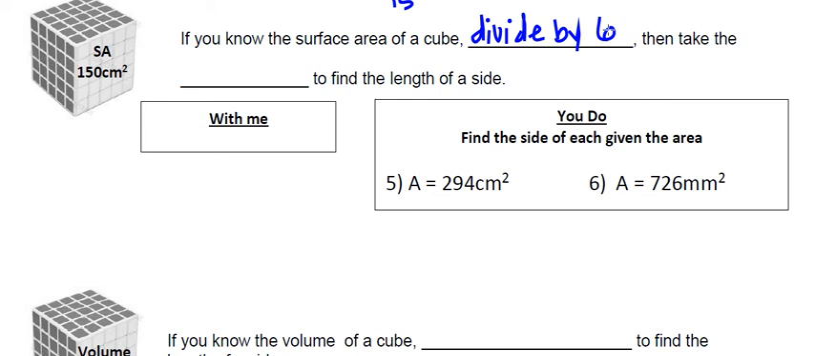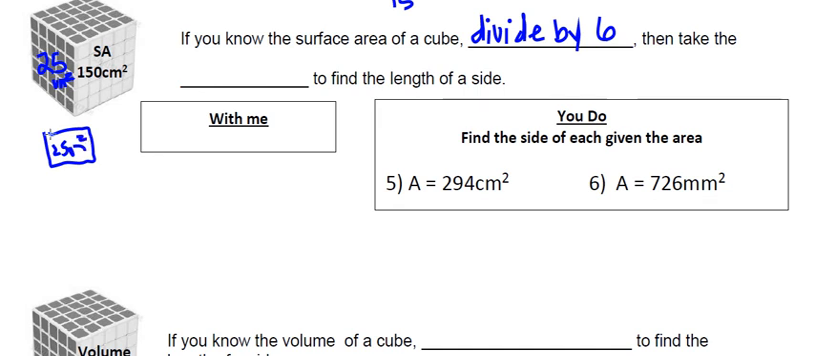Because if I divide by 6, that's going to allow me to figure out what the area of just one of those 6 faces was. So if I take 150 and divide it by 6, that tells me that this one face has an area of 25. Well, it's not just 25, it's 25 units squared. This right here is just a flat square, so I've taken it from this 3D shape to just this flat square that has an area of 25 units squared.